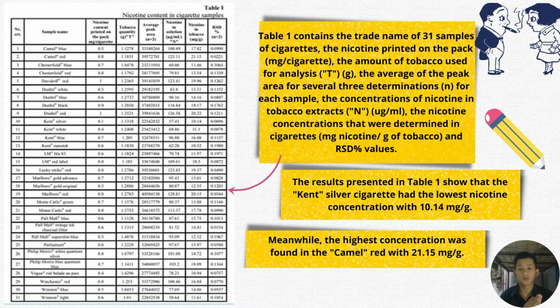Next, you can see in Table 1. Table 1 contains the trade names of the 31 cigarette samples. The results presented in Table 1 showed that the Canned Silver cigarette had the lowest nicotine concentration with 10.14 milligram per gram. Meanwhile, the highest concentration was found in the Camel Red with 21.15 milligram per gram. So the highest nicotine was found in the Camel Red brand, while the lowest nicotine concentration was found in the Canned Silver cigarette.